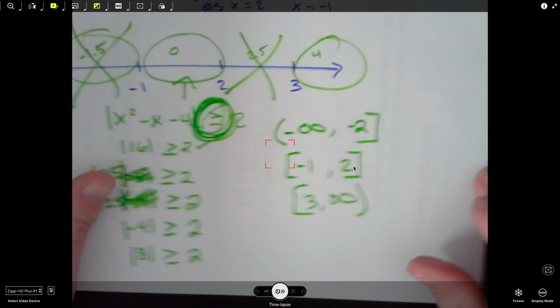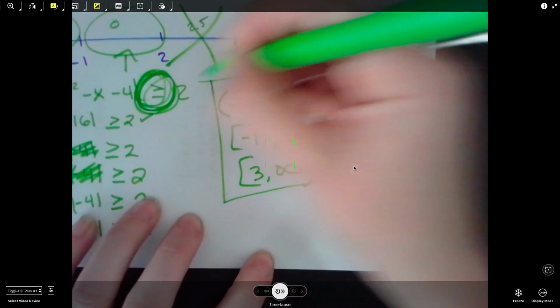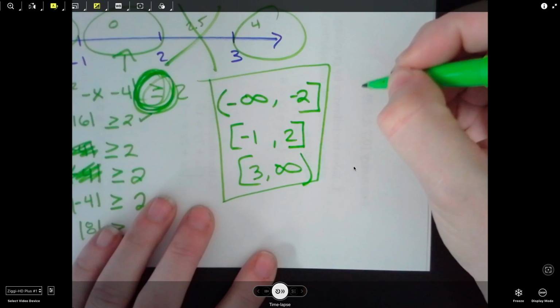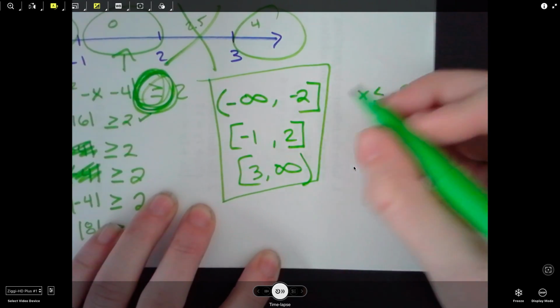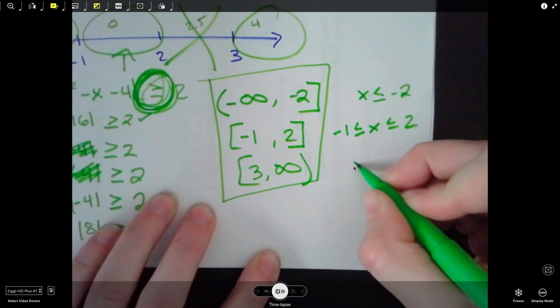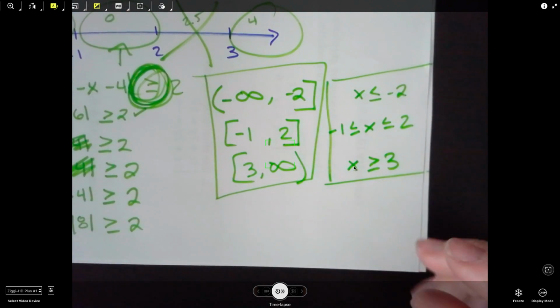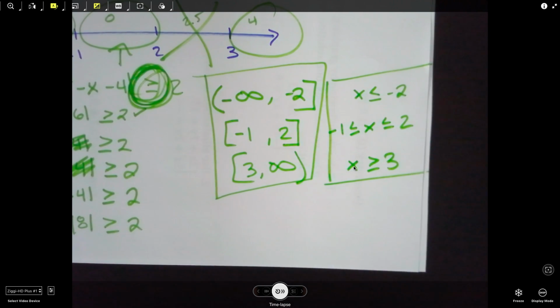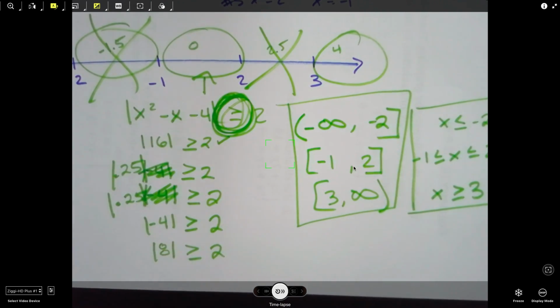Okay? All right. If you like to write it like that, that's all you have to do. If you don't like to write it like that, this guy will look like x is less than or equal to negative 2. Negative 1 is less than or equal to x is less than or equal to 2. And x is greater than or equal to 3. That's what these guys will look like. So either way you want to put it is A-okay with me. Those ones are kind of ugly. And if you don't type it in stupid in your calculator, you'll do much better than I did. Okay? There you go.